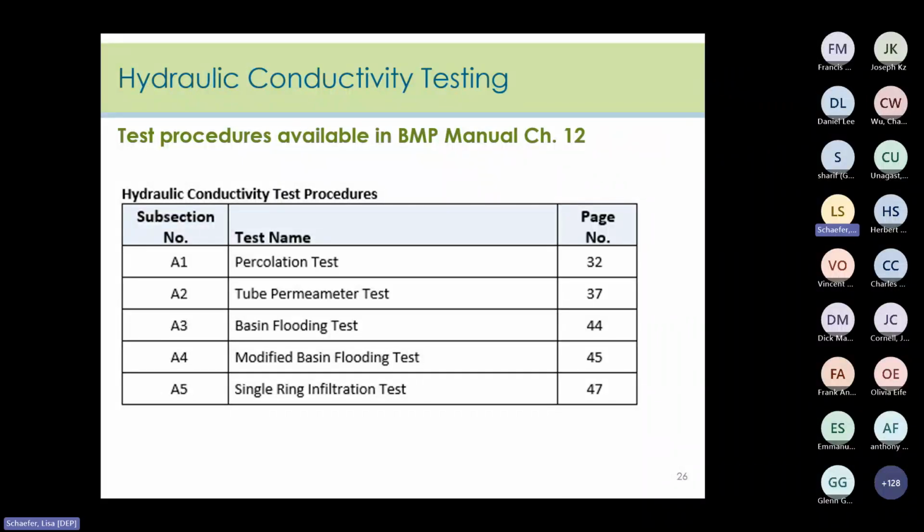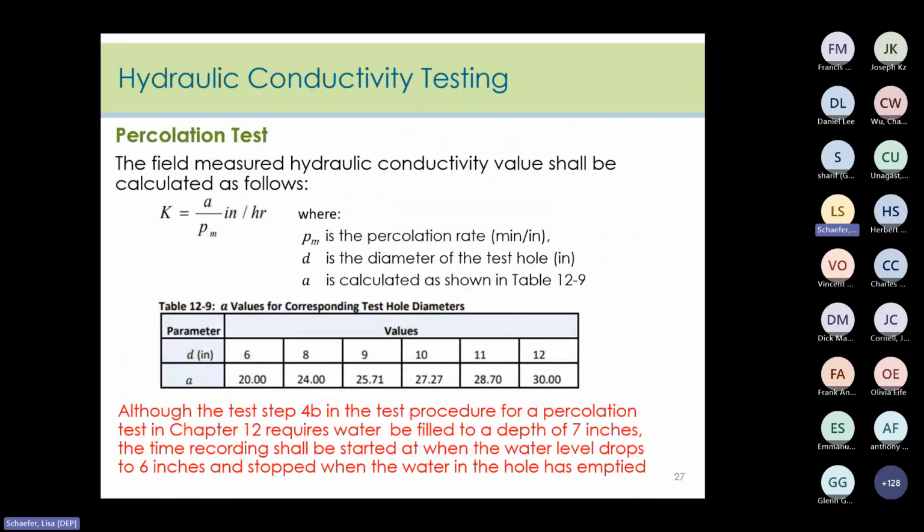So for double ring infiltrometer, well permeameter, and other permitted testing methods, you're going to obtain them from the American Society for Testing and Materials or whatever organization published the test method. So for the perc test, you're going to follow the procedures described in Chapter 12, and the field measured hydraulic conductivity value will be calculated using this simplified equation, and this is also in Chapter 12.